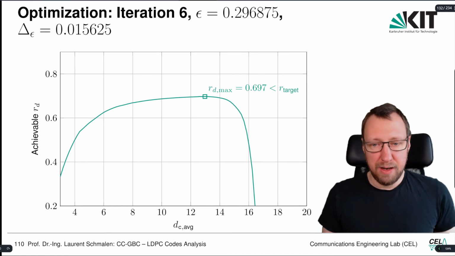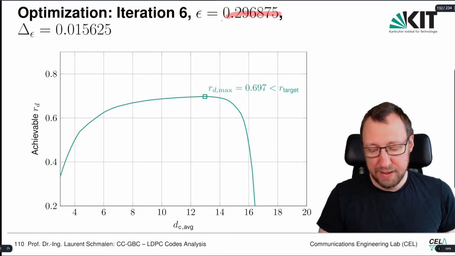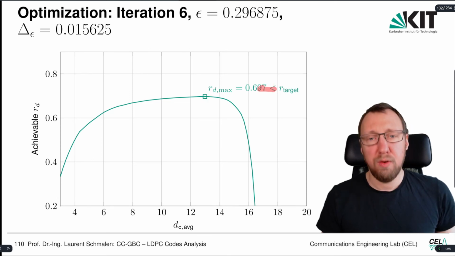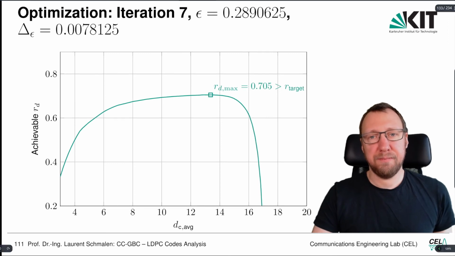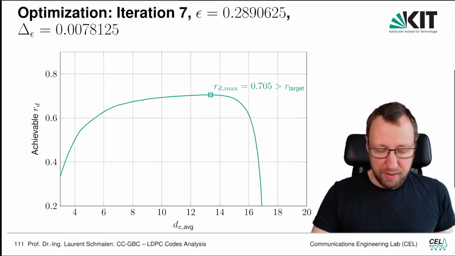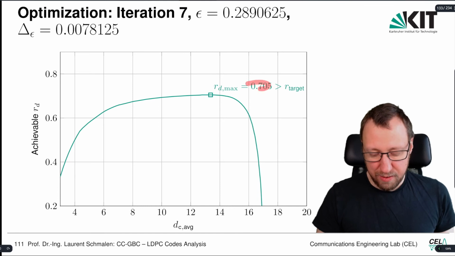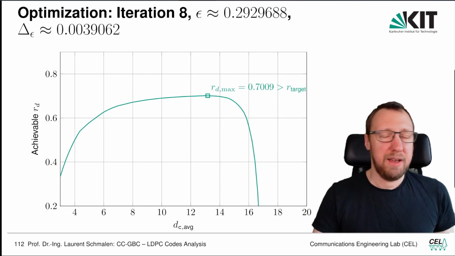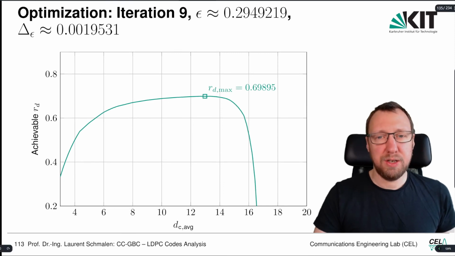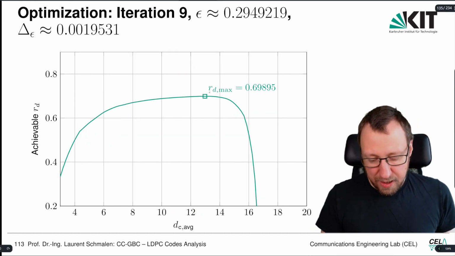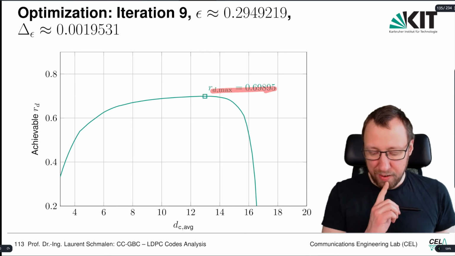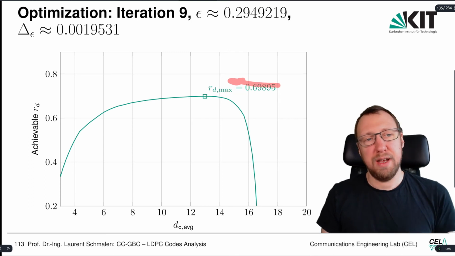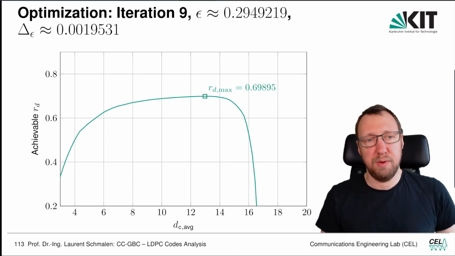So we have an epsilon of 0.296875. Now we're a little bit below. So we need to decrease again. And we finally zero in on the maximum rate. So eventually we get very close after 8 iterations, 9 iterations. And here we are after 9 iterations. So we are fairly close. We have a slightly smaller rate, but rounding it almost leads to 0.7.